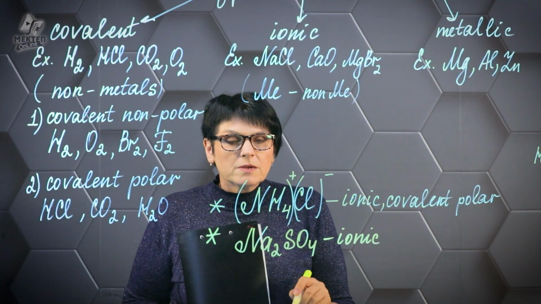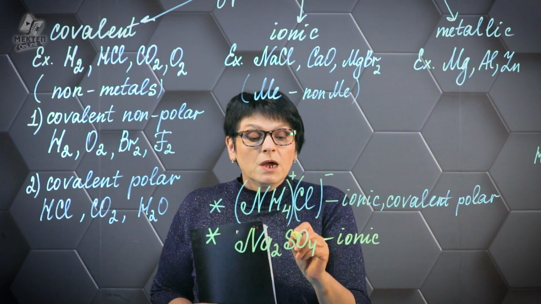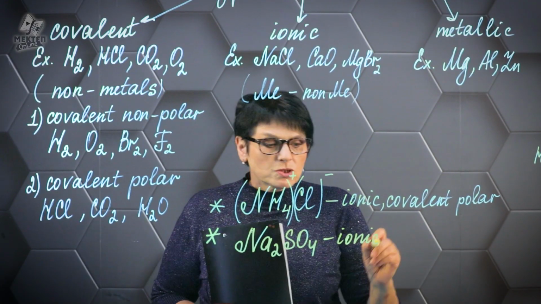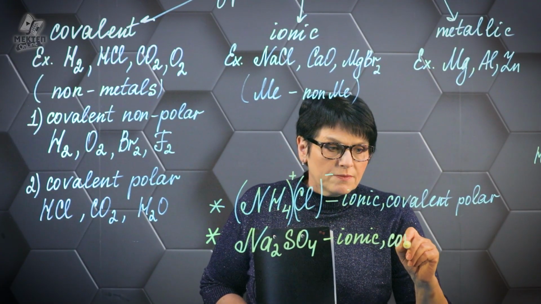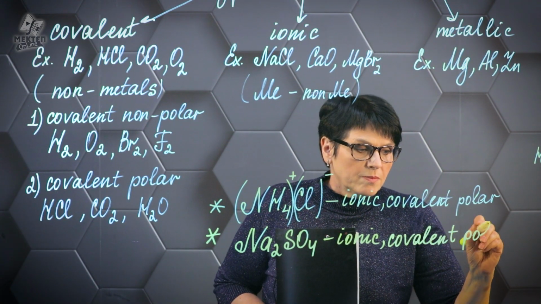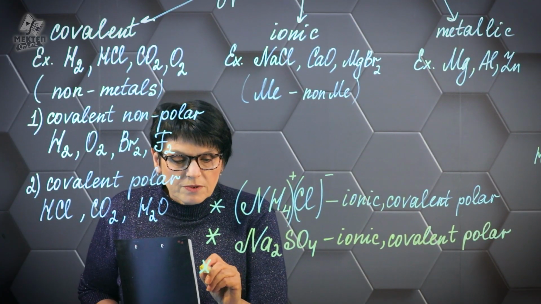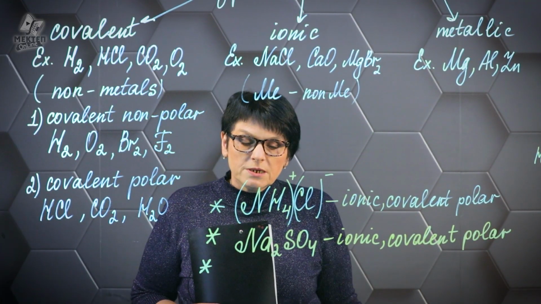But in addition to that, if you build this formula, and we will build such formulas, there's also a covalent bond between the sulfur and the oxygen. And it's a polar bond. But the most difficult are the examples of organic chemistry. Here's an example.